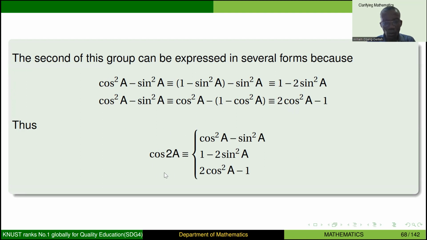And so, we can express our cos 2A in this way: cos squared A minus sine squared A, or 1 minus 2 sine squared A, or 2 cos squared A minus 1. So, in these three forms, we have it this way. Look at all this carefully and register them in your mind.